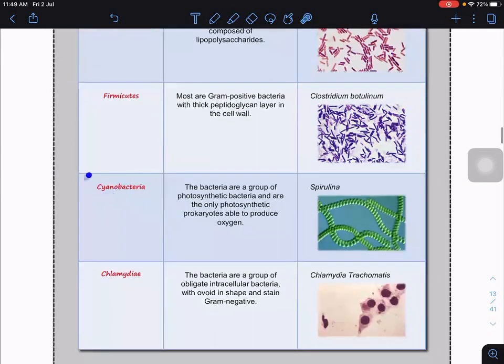Then we have cyanobacteria. Cyanobacteria can carry out photosynthesis, so they look green under the light microscope. Then we have the Chlamydia, a group of obligate intracellular bacteria, ovoid in shape.